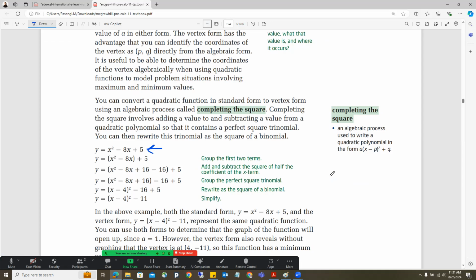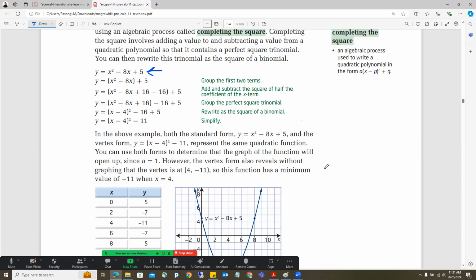Now, if I show you, that's what they have given here. In the above example, both the standard form and the vertex form represent the same quadratic function. You can use both forms to determine that the graph of the function will open up. Since a is equal to 1, it will be concave up, which means it will open upward. However, the vertex form also reveals, without graphing, that the vertex is at (4, -11).